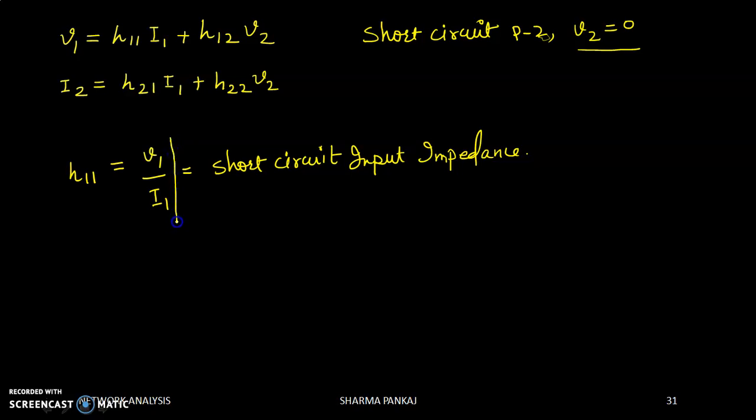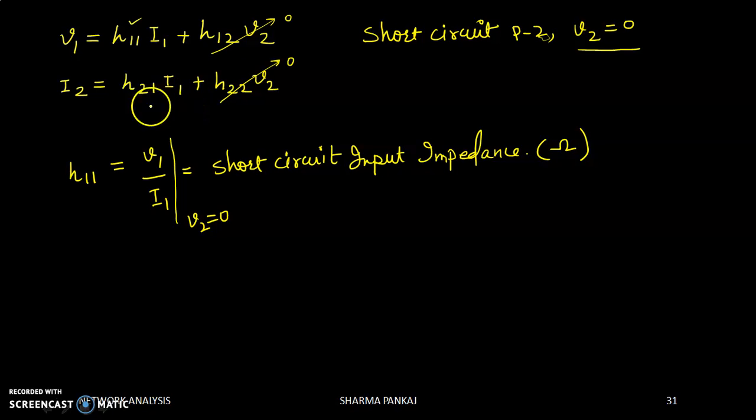This ratio is achieved where V2 is 0 when we have shorted port number 2. This is having unit ohm. Likewise, we have found H11. In a similar fashion, when this V2 has become 0, it vanishes.